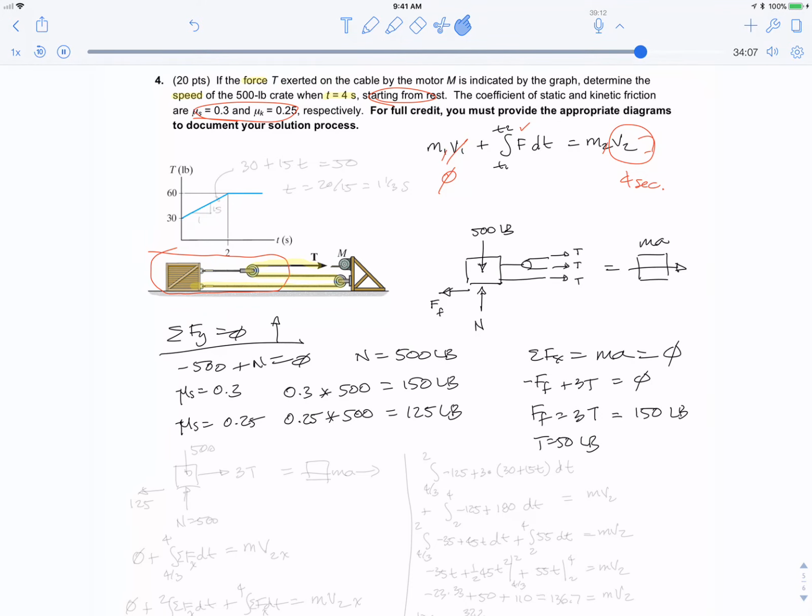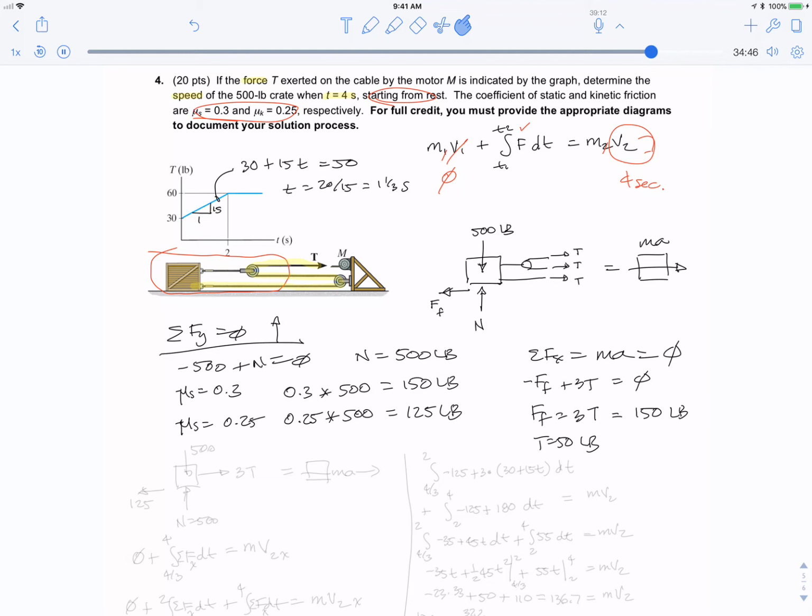So let's look at this graph. We're given it starts at 30, and then it gets up to 60 at 2 seconds. So the slope is 15 to 1, right? Because 15 times 2 is 30, 30 plus 30 is 60. So the equation for this line is 30 plus 15t. And so when does that equal 50 pounds? Solve for t. So t equals 20 over 15, which is 1 1/3 seconds.